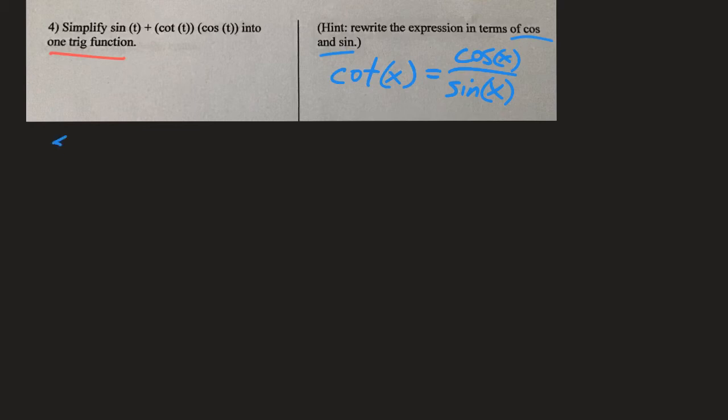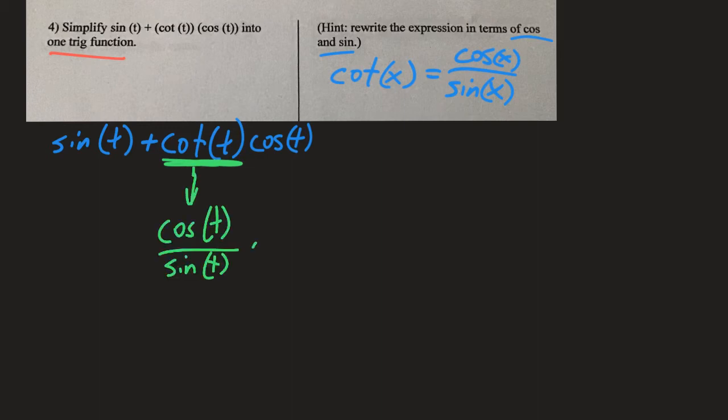Okay, so let's rewrite our problem. Sine t plus cotangent t times cosine of t. And again, what I'm going to do is replace this cotangent right here and turn it into cosine over sine. And we'll just continue bringing the rest of the problem down. So this is still going to be times cosine t and sine t on this side. Okay, so now what we can do is continue combining stuff now that everything's in at least only two terms. Let's combine on the right-hand side.